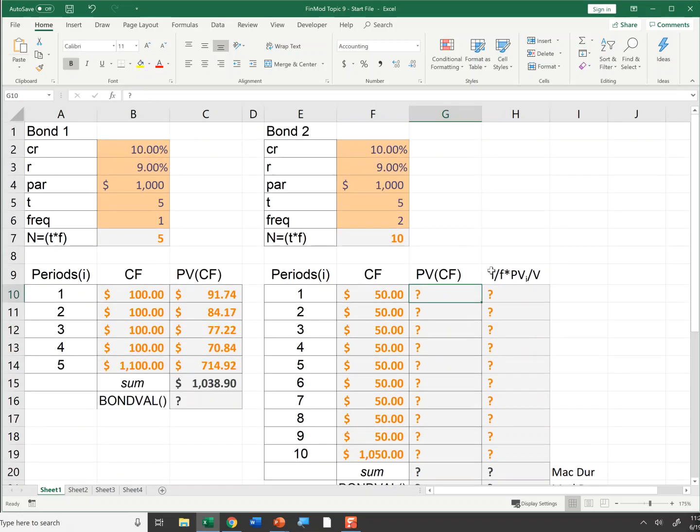I'll then take the present value of cash flows: $50 divided by 1 plus my discount rate, anchor it, divided by the frequency to turn that into a 6-month discount rate, and raise it to the i power. So the present value of $50 received 6 months from now is $47.85. I will sum that up.